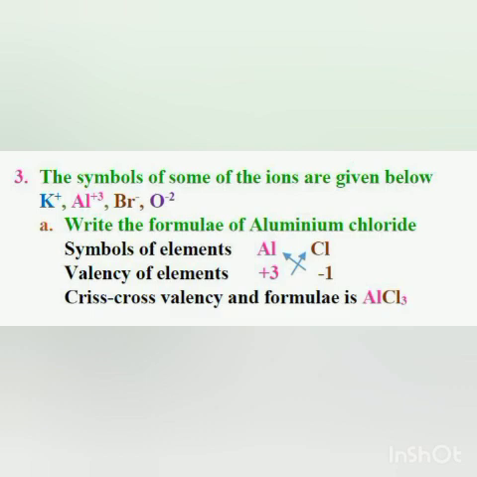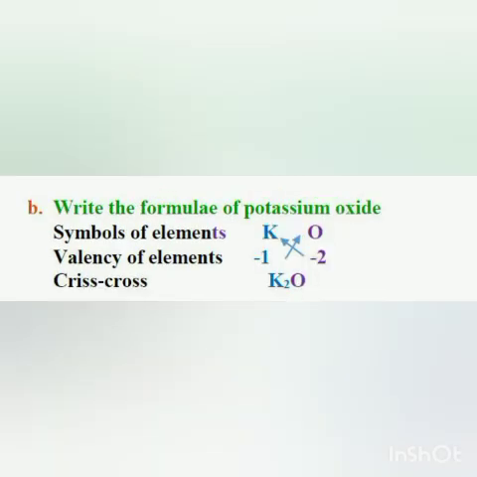Okay. Now we will write the formula of potassium oxide. First we will write the symbols of potassium and oxygen. Symbol of potassium is K, and that of oxide is O. And the valency of potassium is plus 1, and that of oxygen is minus 2. So when we crisscross the valencies, what will happen? 2 will go with K, it will become K2. O, minus 1 will go with O, so it will become O1. So we will get K2O1 or K2O. So the potassium oxide formula will be K2O.